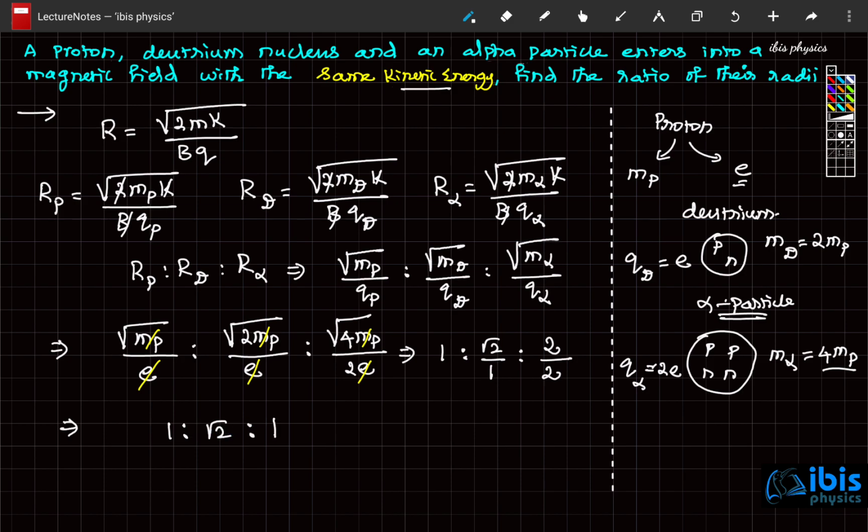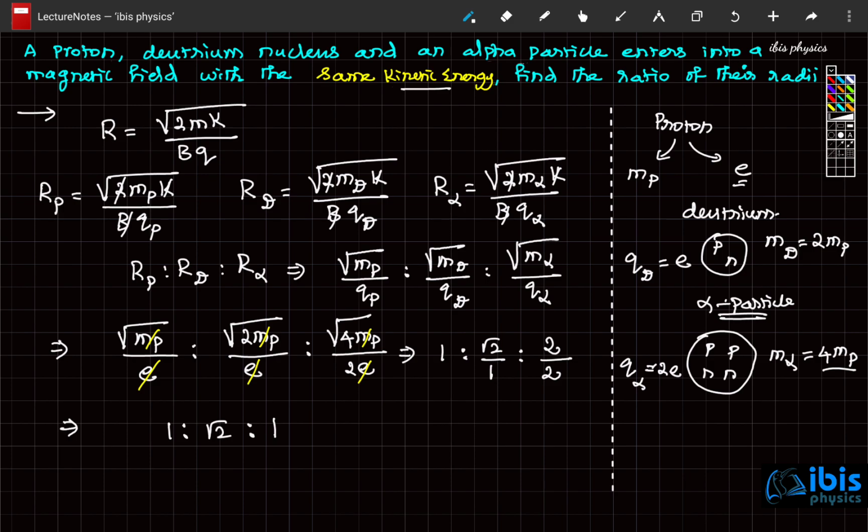If they ask what is the ratio of the proton and deuterium nucleus when they have the same kinetic energy, it means 1 is to root 2. So deuterium nucleus and alpha particle is root 2 is to 1. And proton and alpha particle is 1 is to 1. So like that we can find out.